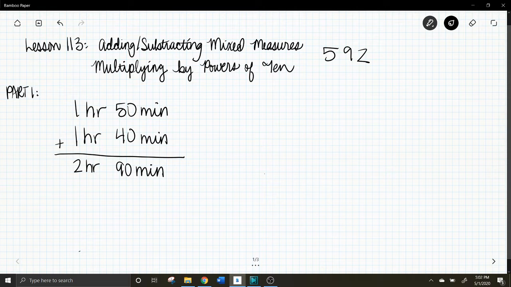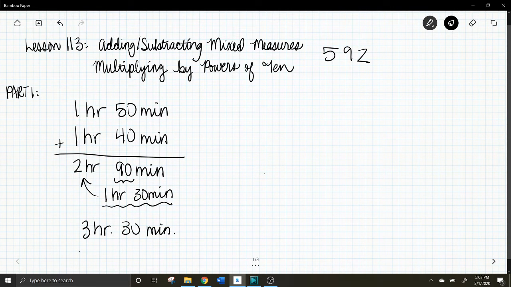Now, the thing that you have to do here, which you're familiar with when you add mixed numbers, is we have 90 minutes here, and 90 minutes is greater than an hour. So what we want to do is break that down into how many hours and minutes that is. So remember, there are 60 minutes in an hour, so 90 minutes would be 1 hour and 30 minutes. Okay, so we're going to add that value to the hour value we already have, and we would find that it was 3 hours and 30 minutes. Right, it's a nice hike. 3 hours and 30 minutes.